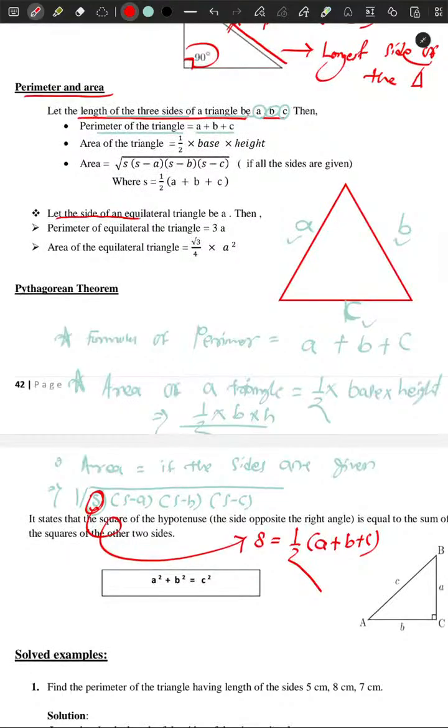Let the side of an equilateral triangle be a. Then perimeter of equilateral triangle is 3a, because a plus a plus a. Area of equilateral triangle equal to root 3 by 4 into a square.